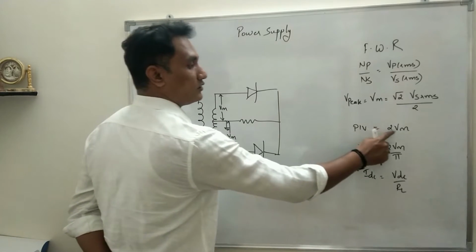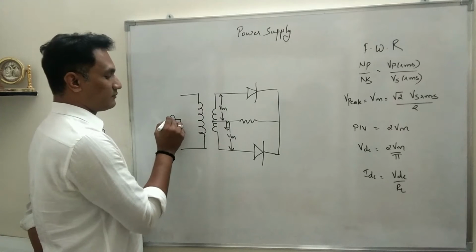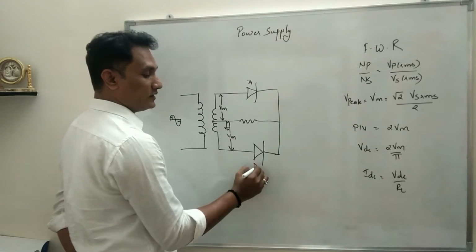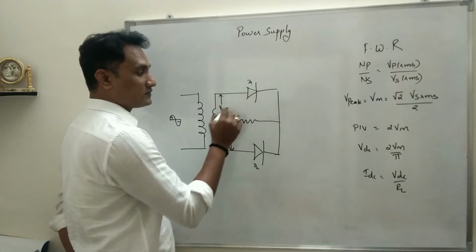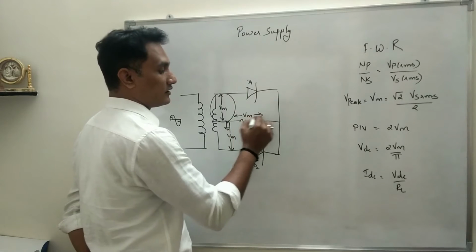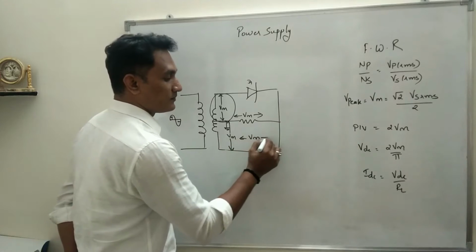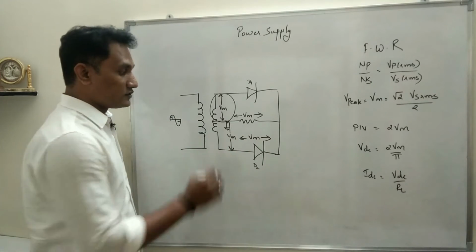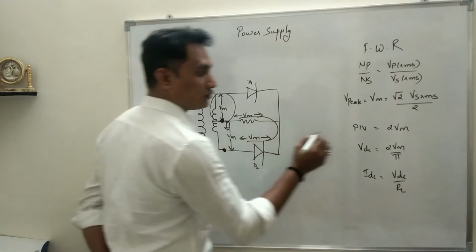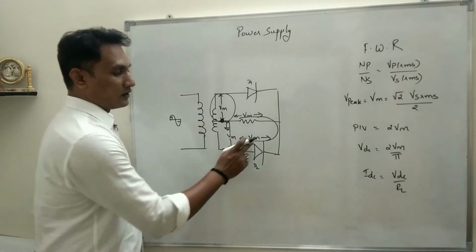Next is PIV is equal to 2VM. There are two half cycles, positive and negative. During the positive half cycle, D1 will be forward biased and D2 will be reverse biased. When D1 is forward biased, for the secondary 1, this entire VM will be dropped across the resistance, and for the secondary 2, this VM will be dropped across the diode. So between these two points, this is VM plus VM. So the total value, that is the PIV rating, will be 2VM across a diode.